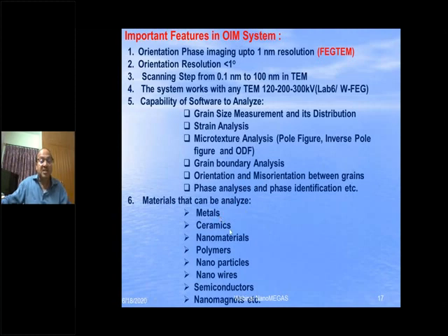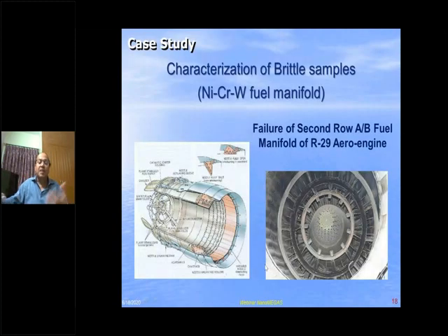It can be done on metals, ceramics, nanomaterials, polymers, semiconducting materials, and so many other things. So I will come to the examples, three examples. This is one of the examples I'm going to talk to you about. This is a live example of an aero engine manifold, which is very brittle and very difficult to characterize, made of nickel, chromium, tungsten.